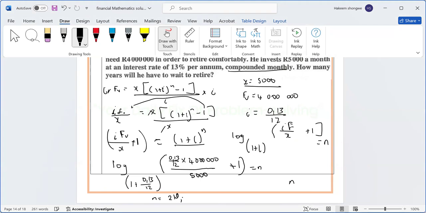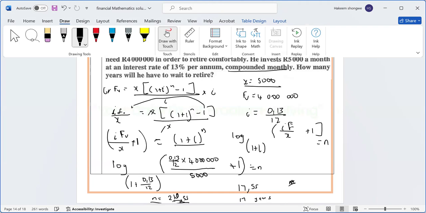Since they want the number of years, not the number of payments, we are going to divide n by 12. With the number of years we're going to have 17.55, so it's going to take us approximately 17 years.